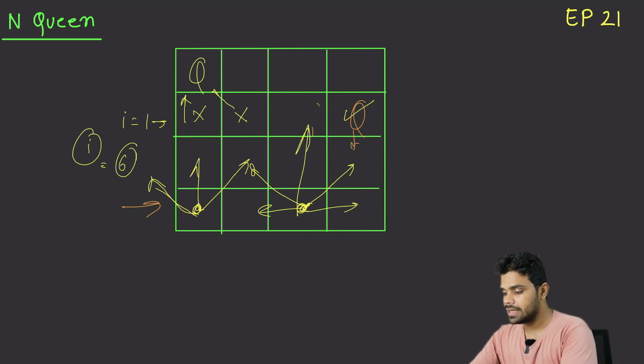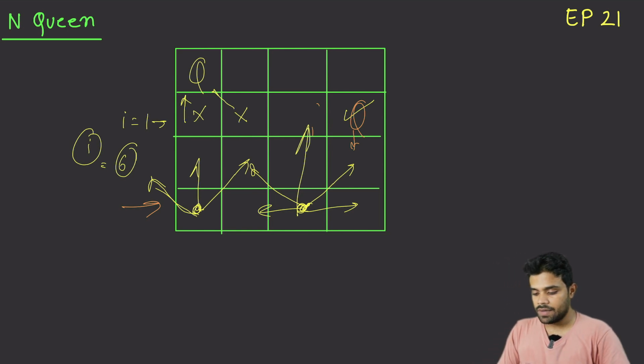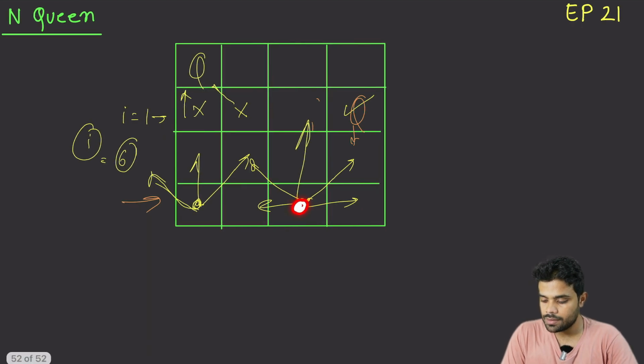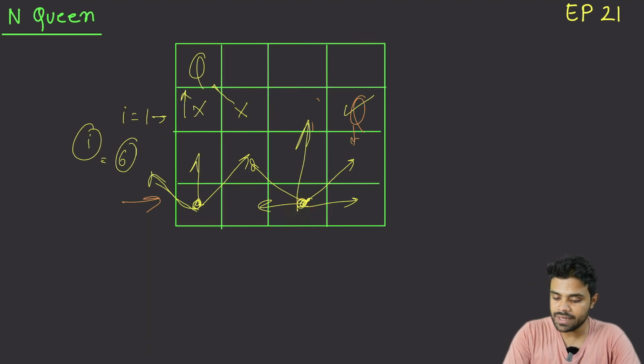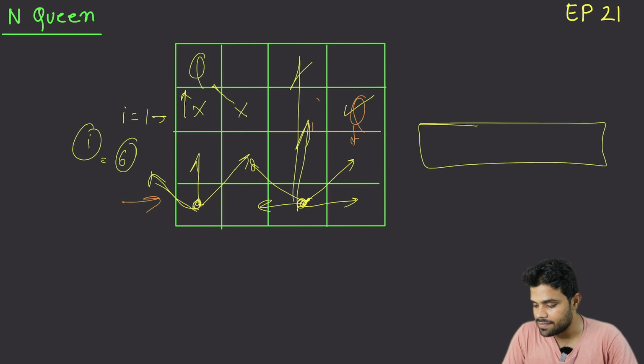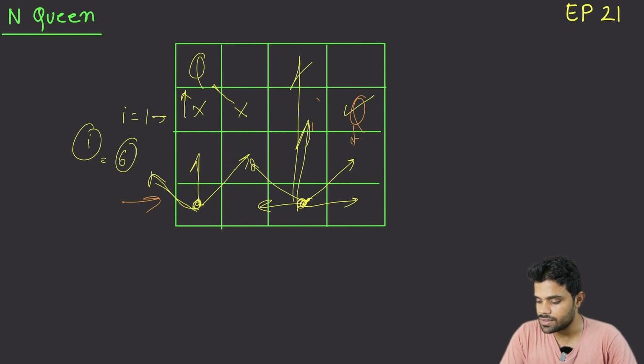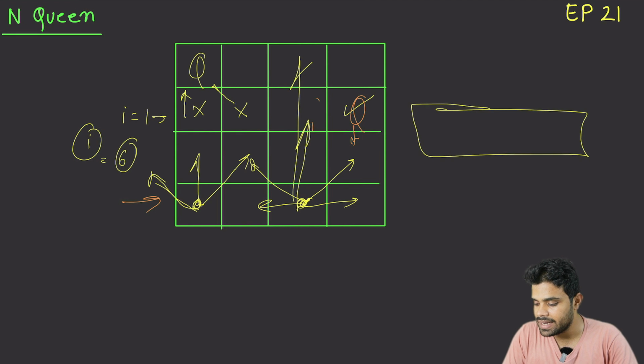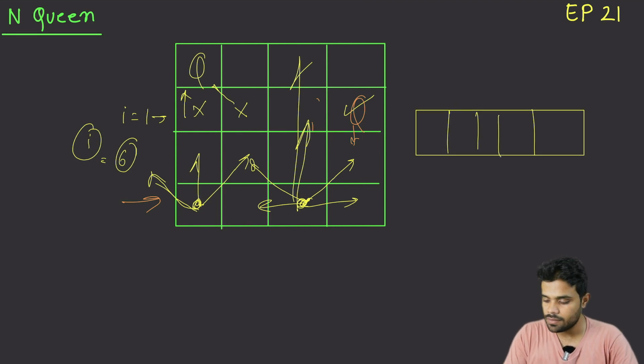Basically, if I want to place a queen in a particular column, first of all I need to make sure that nothing is there in the same column. There are going to be n columns, from 0 to n minus 1. So I can create an array. This array will be of size n, from 0 to 3: 0, 1, 2, 3.